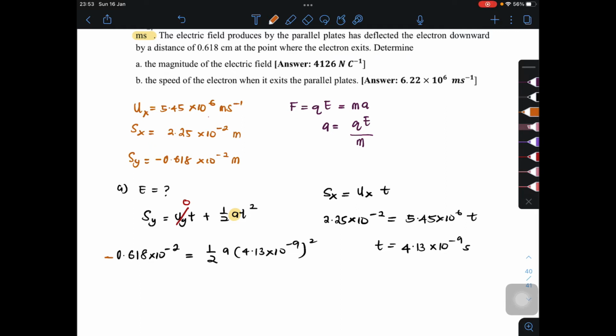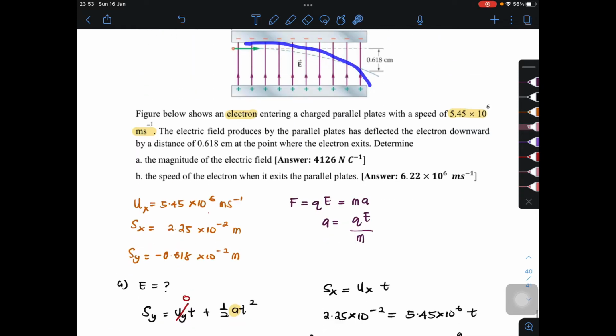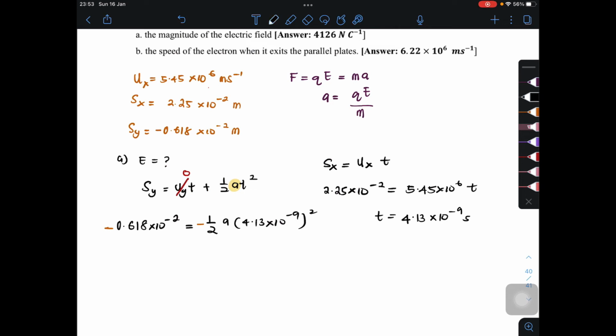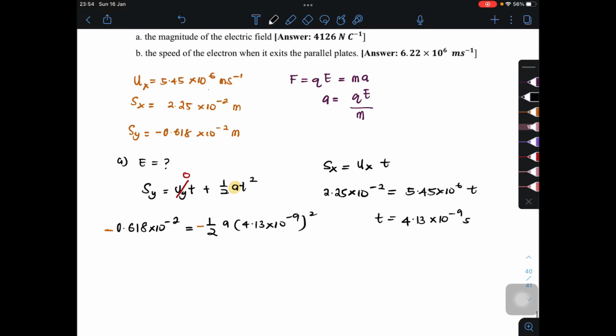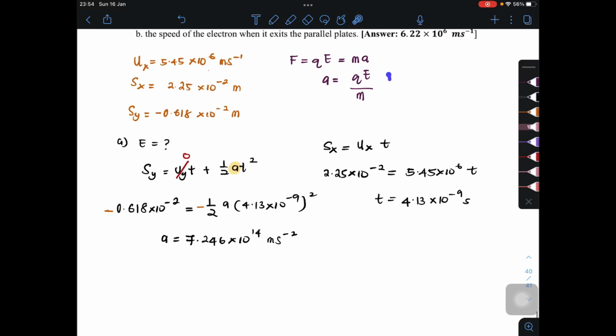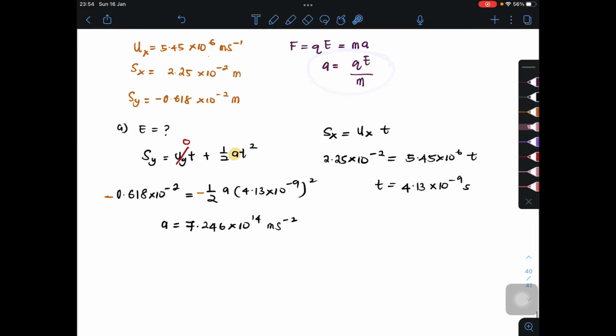Tapi let me just put it right now, just not to confuse you. So dekat sini pun sepatutnya ada negative kan, because the motion is going downward like this. Okay, but in the end the negative value will cancel out. So A dekat sini will be equal to 7.246 exponent 14 meter per second square. And then barulah kita boleh substitute dekat sini in order to find the value for E.